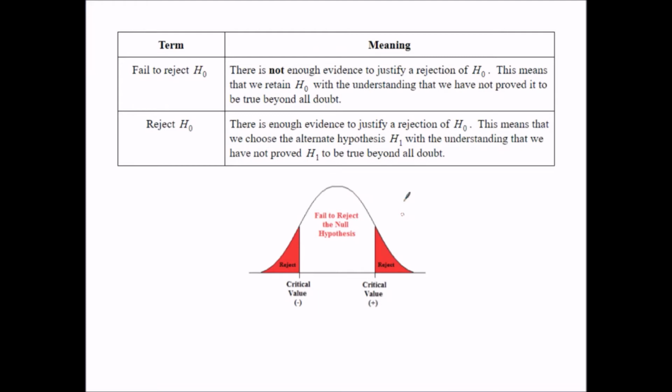All right, and then here I gave a couple of pointers. Fail to reject the null hypothesis, reject the null hypothesis. You can read through that. You can see on a normal curve where we would reject the null hypothesis and where we would fail to reject or accept the null hypothesis.